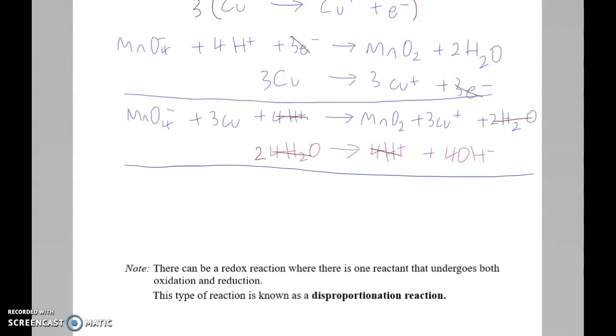And once all the common species have been canceled out, you can add everything together. And this is the half reaction. This is the balanced reaction that occurs in basic solution.